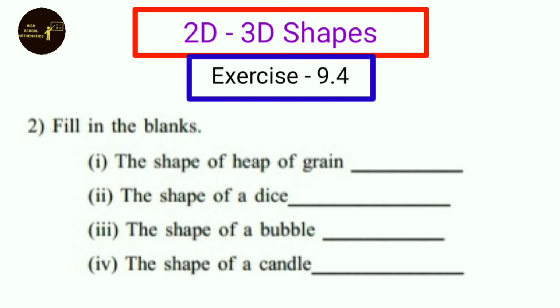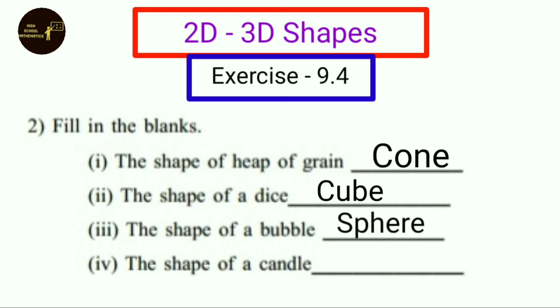See now question number 2, fill in the blanks. The shape of a heap of grain is cone shape. The shape of a dice is cube shape. The shape of a bubble is sphere shape. The shape of a candle is cylinder shape.